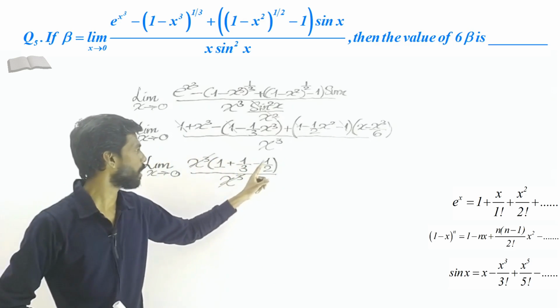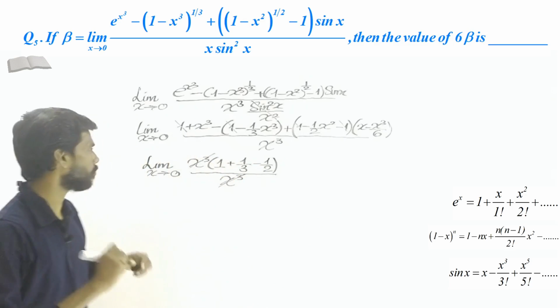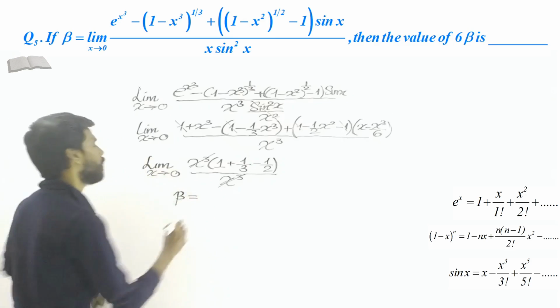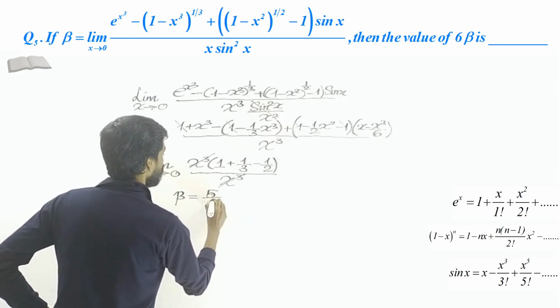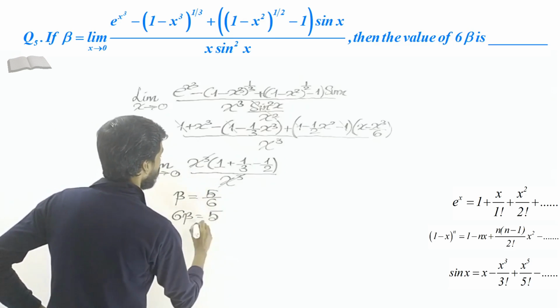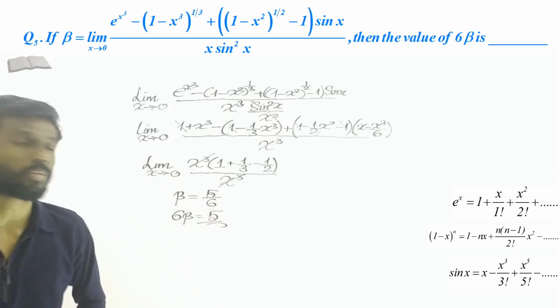So 1 minus 1 by 2 plus 1 by 3, so that is 5 by 6, right? So that is given to be beta. Beta is the value of the limit that we have found, so that is 5 by 6. So we need the value of 6 beta, so that has value 5. So that is our required answer, right? Yes.